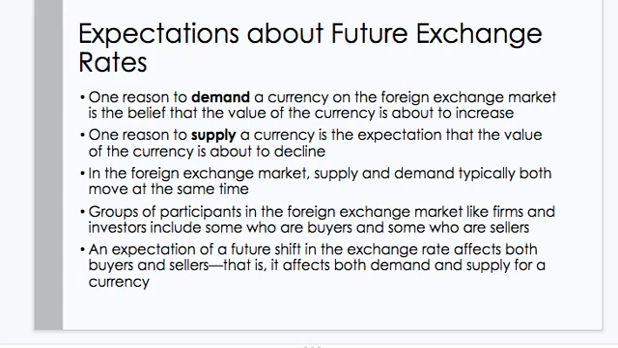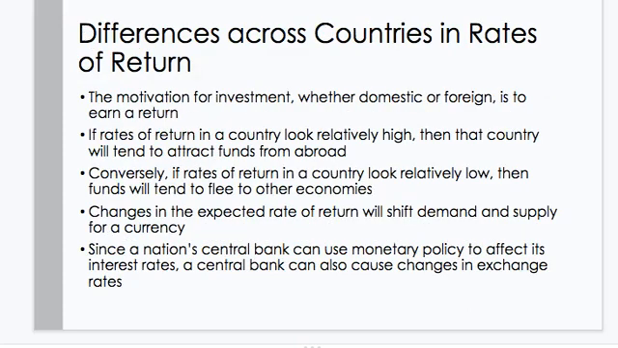Expectation about future exchange rates. One reason to demand a currency on the foreign exchange market is the belief that the value of the currency is about to increase. One reason to supply a currency is the expectation that the value of the currency is about to decline. In the foreign exchange market, supply and demand typically both move at the same time. Groups of participants in the foreign exchange market, like firms and investors, include some who are buyers and some who are sellers. An expectation of a future shift in the exchange rate affects both buyers and sellers. That is, it affects both demand and supply of a currency.